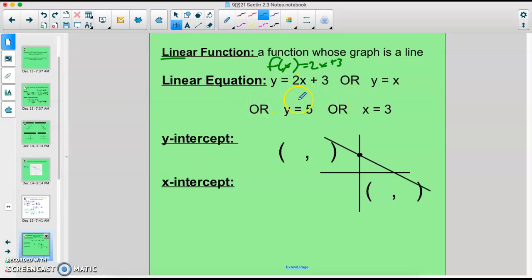Now, this is where students get confused, right in here. If it's y equals a number, all it's saying is that it crosses the y-axis at 5. So your graph, if it crosses the y-axis at 5, it's going to be a horizontal line, right?